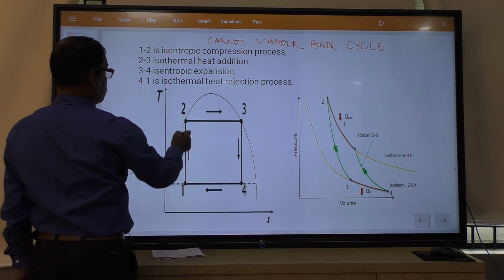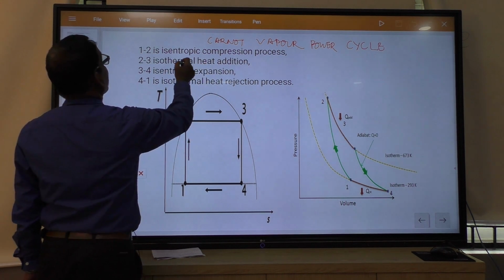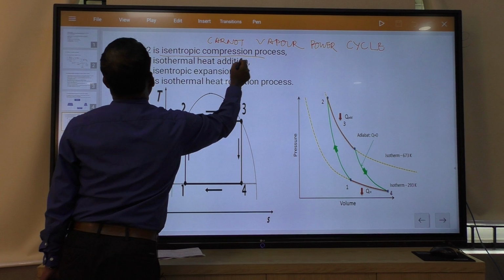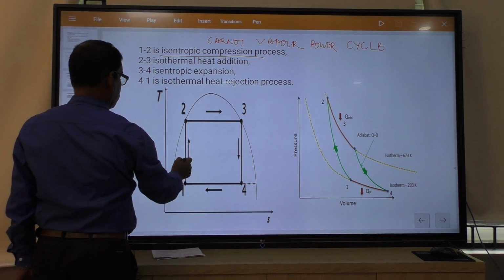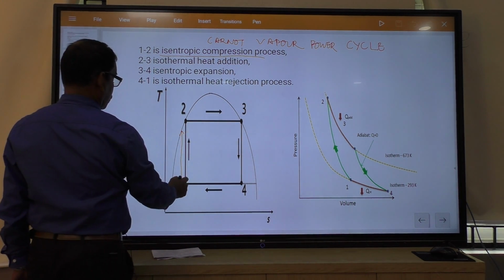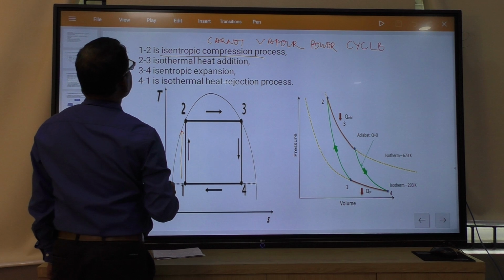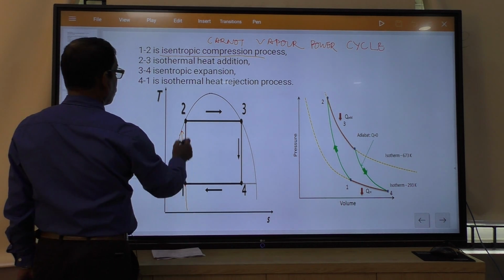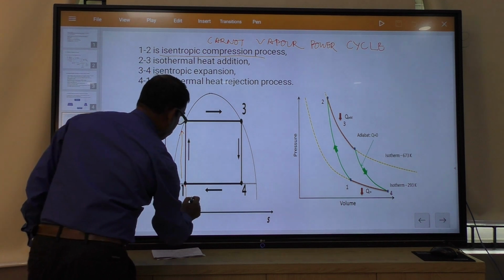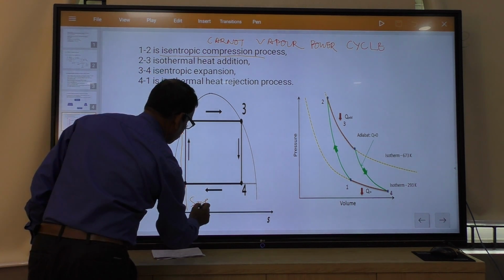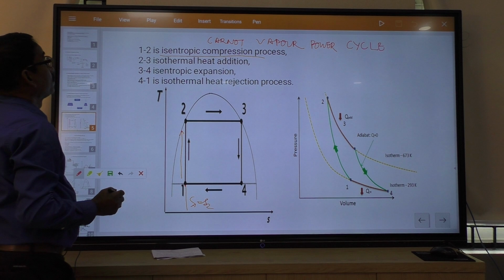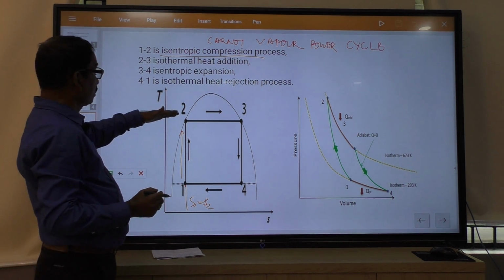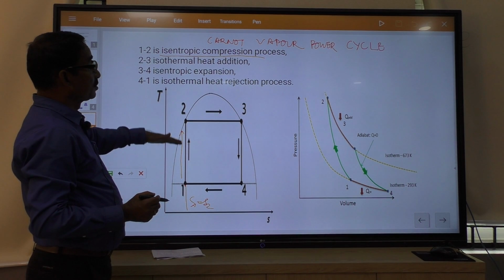1-2 is the constant isentropic process. Isentropic means entropy remains constant, so here our entropy S1 is equal to S2. You can also write S1 equals S2. So that means a constant entropy process. This is the compression process. In compression, the temperature rises and the pressure also rises.